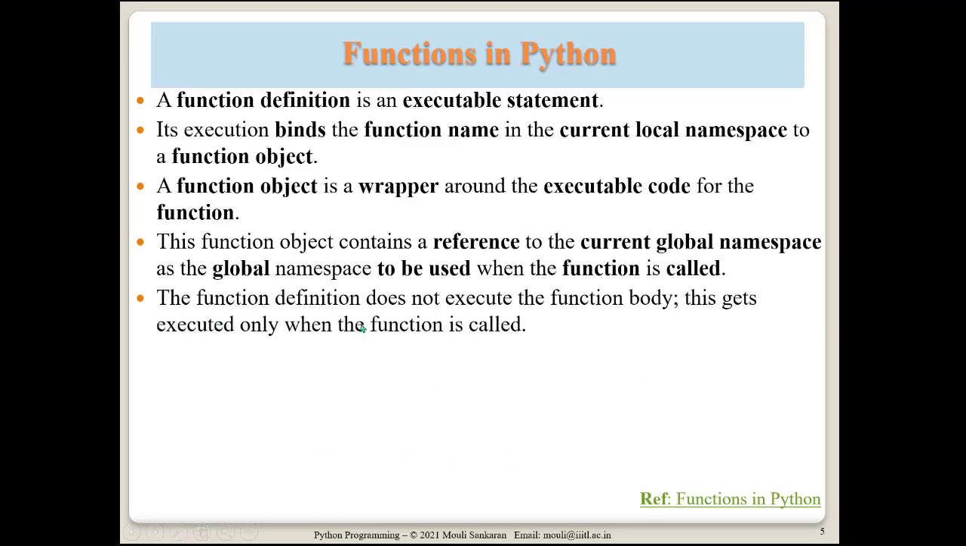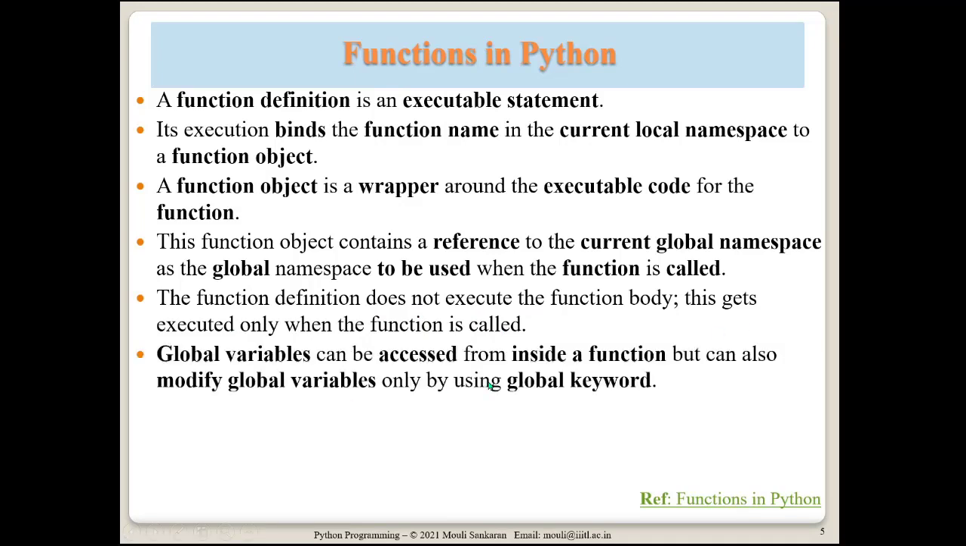We'll see. The function definition does not execute the function body. As I told you, the definition does not execute the function body. This gets executed only when the function is called. Okay, it is true with C also. There's nothing different. Now, global variables can be accessed from inside a function, but can be modified only by using the global keyword. If you want to modify it, then you need to use global followed by the variable, which is passed on as a part of the dictionary. So you can modify it using that. I will tell you with an example, how it is done.